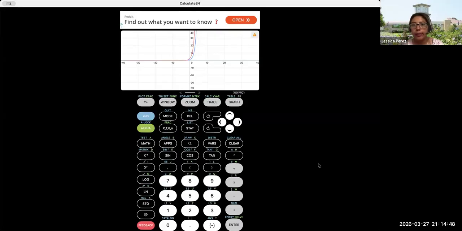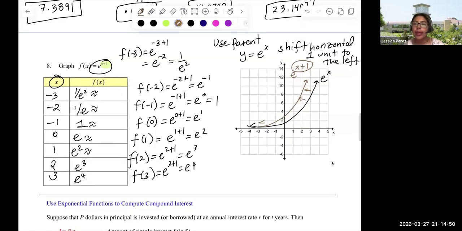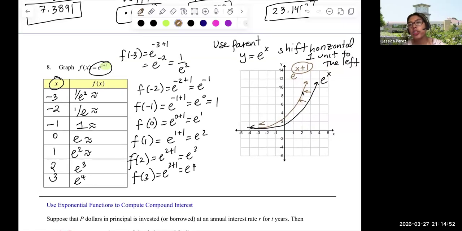So going to my iPad here, I have e to the x, and then I'm going to shift to the left 1 unit because it's e to the x plus 1. So it's 1 horizontal value. So I can go ahead and identify what's 1 over e squared. So if I do e raised to the square, it's going to be 1 over that value. And then that's approximately 0.135.